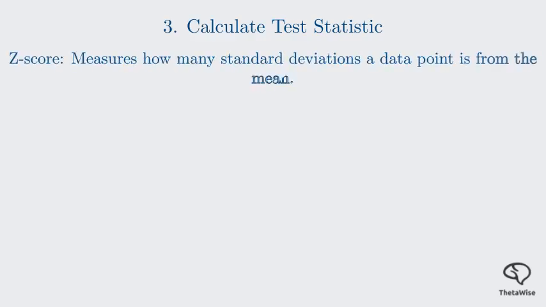The z-score measures how many standard deviations a data point is from the mean. In hypothesis testing, it measures how many standard errors our sample mean is from the population mean, assumed by the null hypothesis. The formula for the z-score is the sample mean, x bar, minus the population mean, mu, divided by the standard error of the mean.